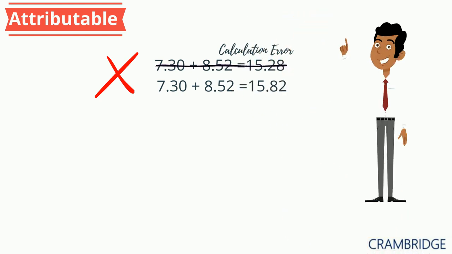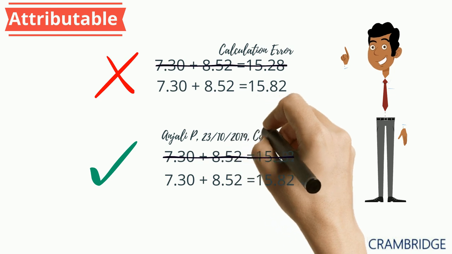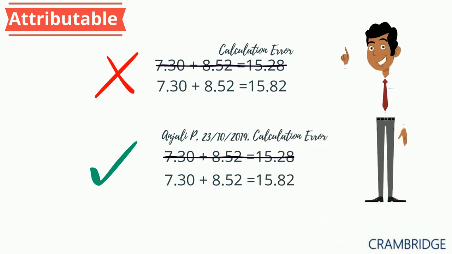Are you wondering what is wrong with this? Data has been modified, but it's not attributable. No one knows who made this change and when. Here's the correct way to make the same modification.